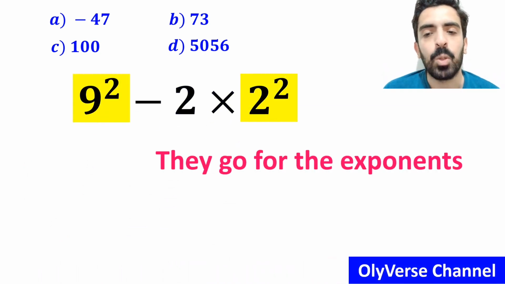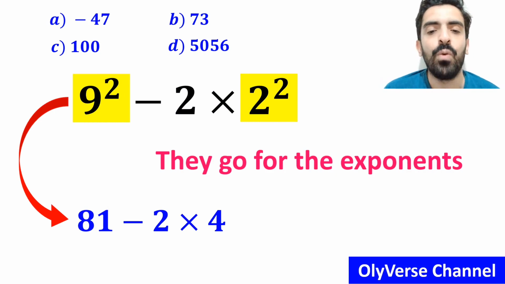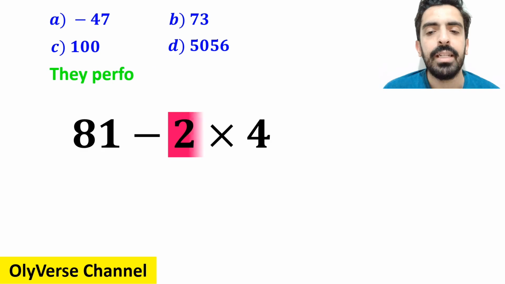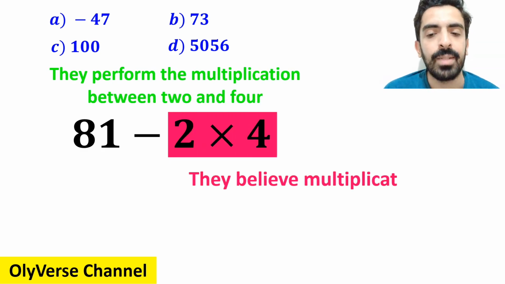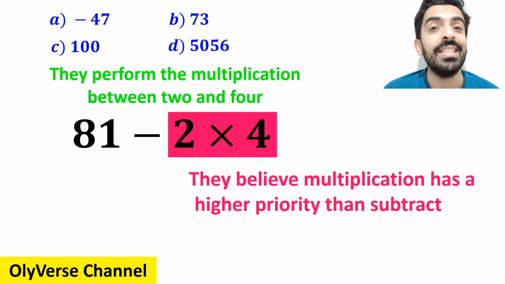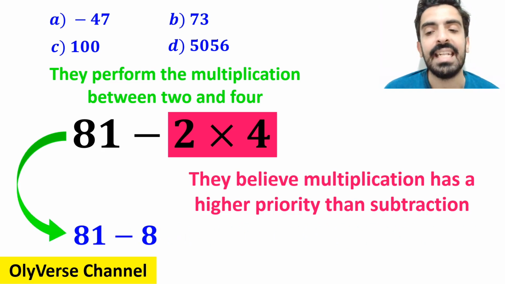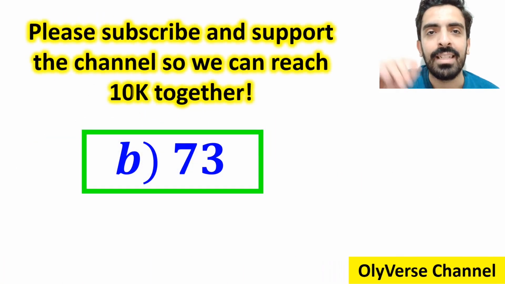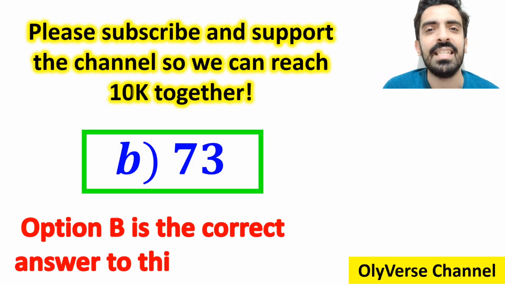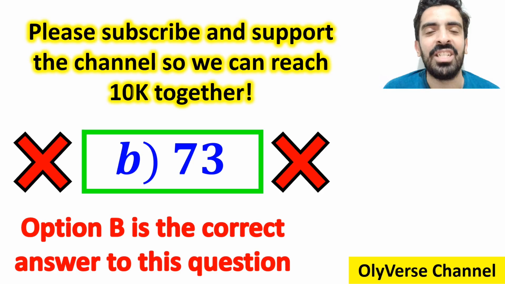Then they go for the exponents and write this expression as 81 minus 2 multiplied by 4. And in the final step, they perform the multiplication between 2 and 4 because they believe multiplication has a higher priority than subtraction. And this expression simplifies to 81 minus 8, which ultimately gives them the answer 73. And immediately, they conclude that option B is the correct answer to this question. However, it's not the correct answer to this question.